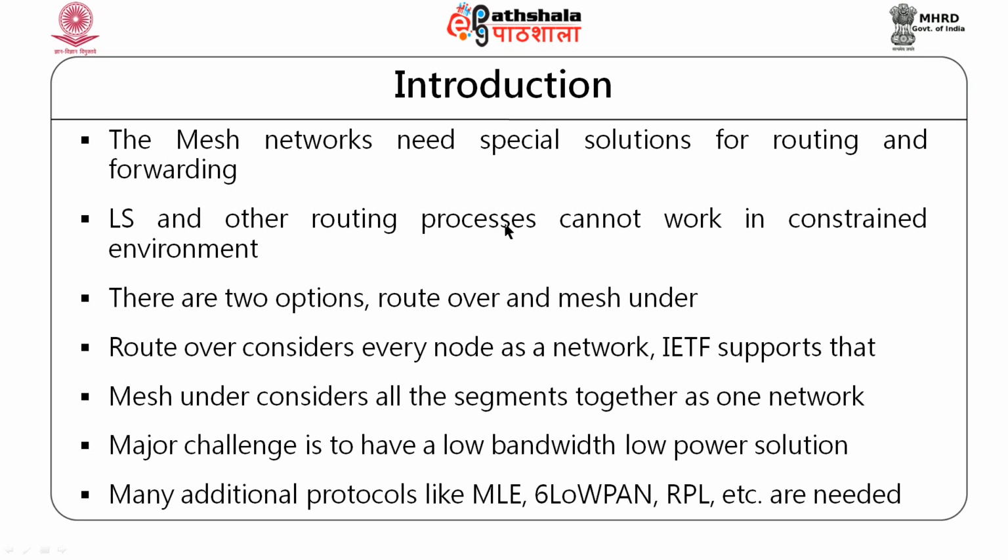Link state and other routing processes cannot work in the constrained environment, because link state requires a lot of broadcast, and these are constrained devices. They are low memory, low power, and all wireless, so they cannot consume the amount of energy link state needs. So that cannot work, and for routing there are two options available. One is called route over, the other is called mesh under, and we will be talking about both of them. In the first case, route over, please understand that this is a very different kind of network.